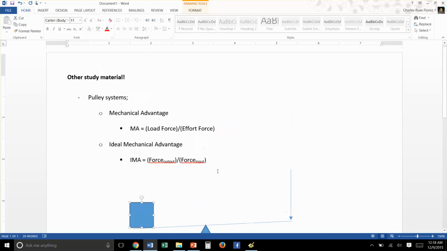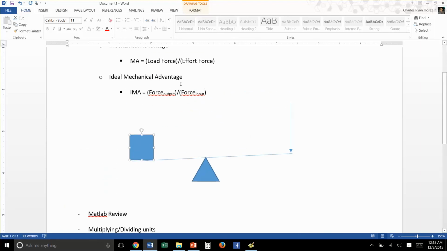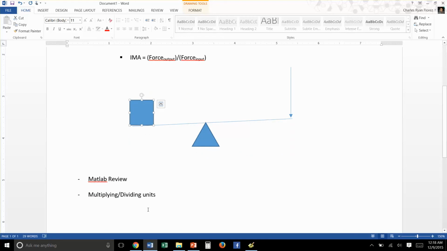Let's see. I might go back to this depending on the little research I do in a bit, because I think I might have explained this a little odd. But anyway, I'm just going to move on to the Matlab review.